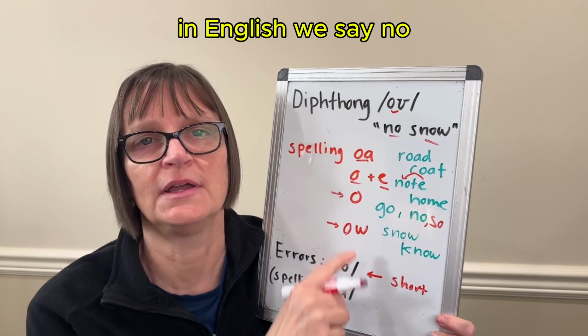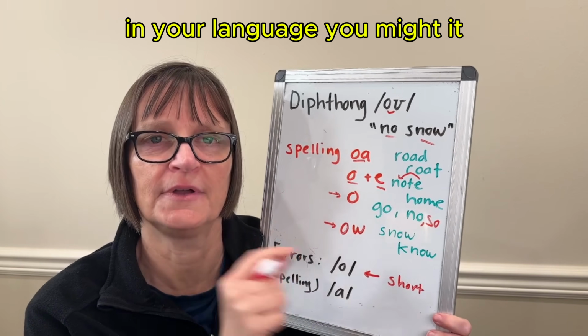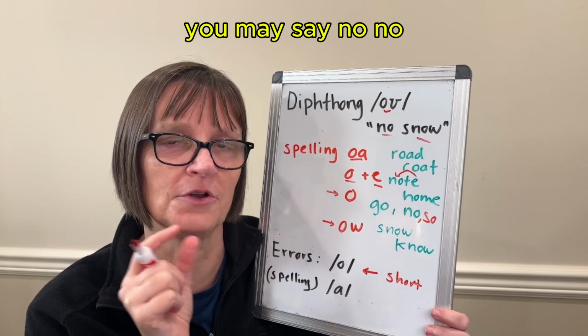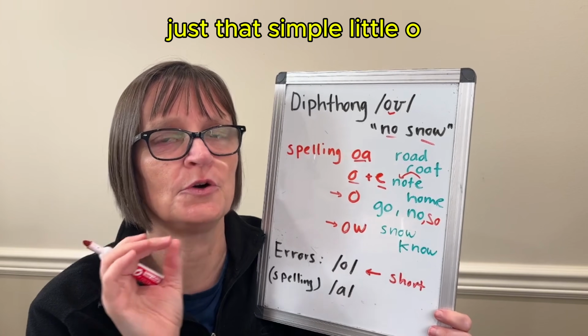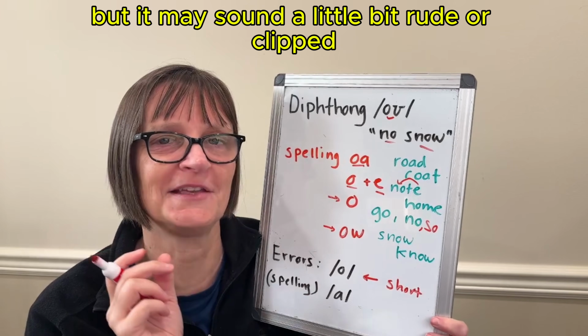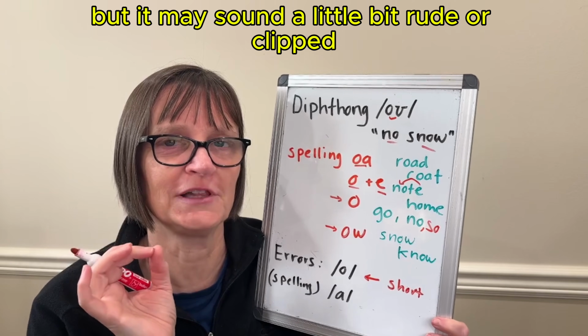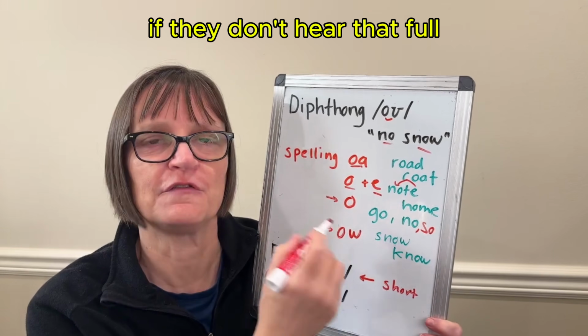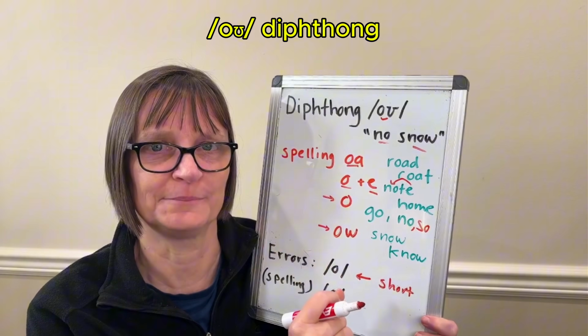For example, in English we say "no". In your language, if you said it with your accent, you may say "no", just that simple little O. The problem there, typically you're understood, but it may sound a little bit rude or clipped, and it may also confuse the listener if they don't hear that full O diphthong.